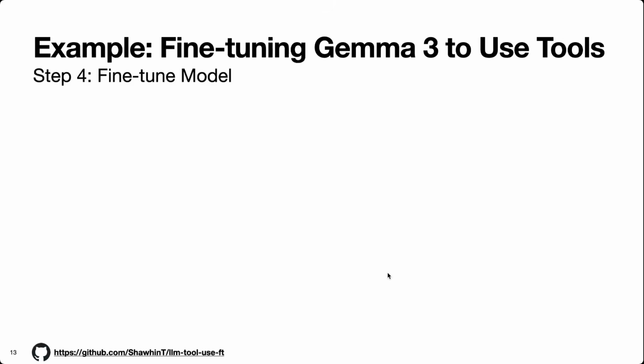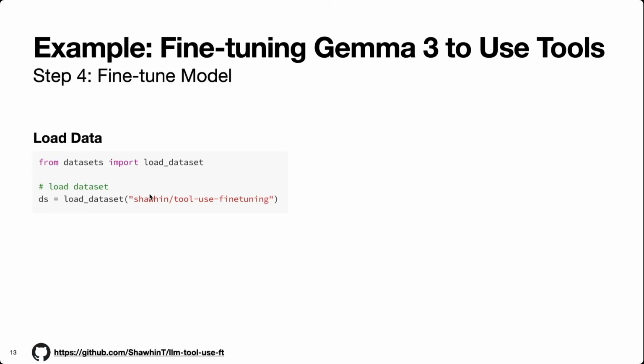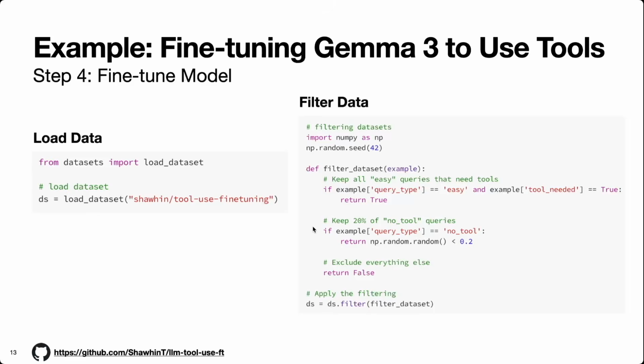Now that we have all the data ready to go, we can fine-tune the model. Here we can just, with one line, load in our dataset. But like I mentioned earlier, I had to do some filtering of the training data because it just wasn't working. When I would fine-tune on all of the data, the model was actually getting worse. The instruction-tuned model was outperforming the fine-tuned model.